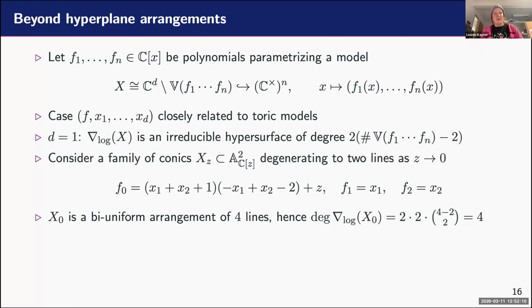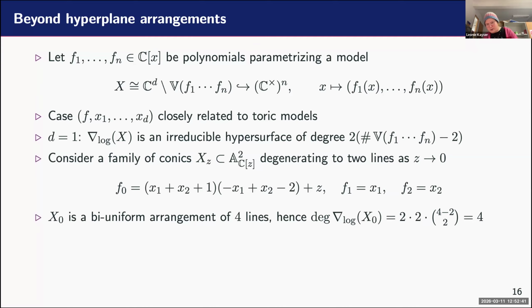But already for arrangements of quadrics in the plane, interesting things happen. For example, you could think of a quadric. So again, the two coordinate axes, and then one polynomial which depends on the parameter z. And for z non-zero, this is a smooth quadric. But for z equal to 0, this is a union of two lines. So this is an arrangement that degenerates to a hyperplane arrangement.